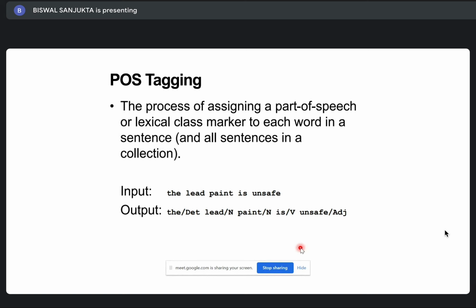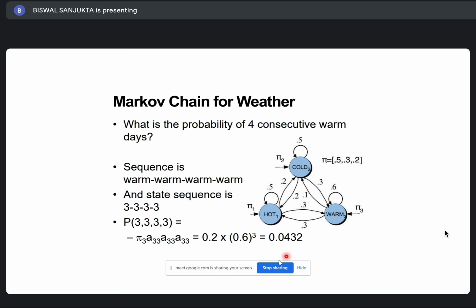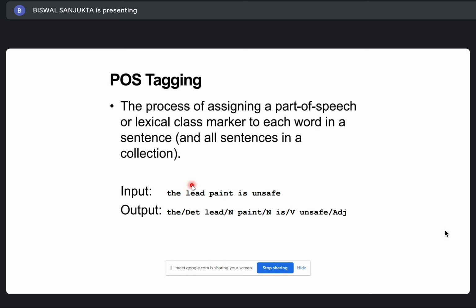Okay, so what is POS tagging? In POS tagging, what we are seeing, whatever we are observing, for example, hot, cold, warm, and we are also getting the output in a sequence which is hot, cold, warm. So it is very straightforward. But whenever we come to POS tagging, we are going to get two things which I will discuss later. But let's understand what POS tagging is.